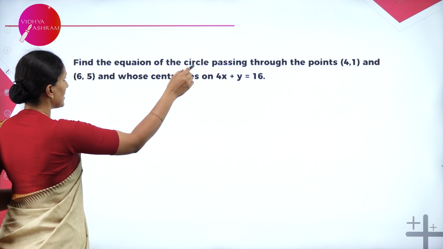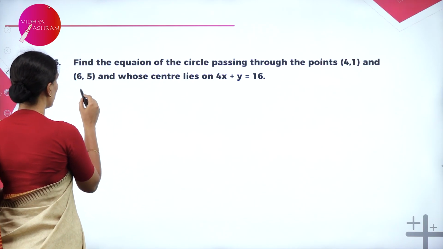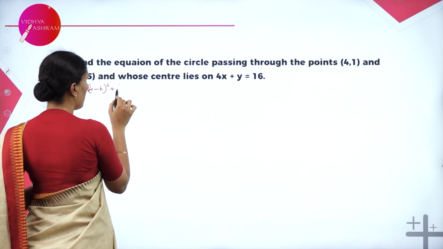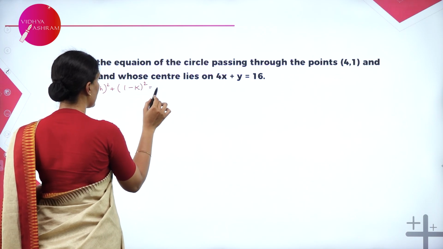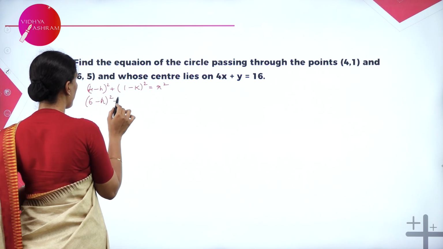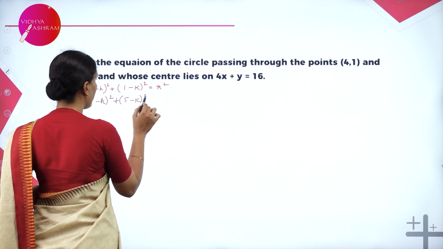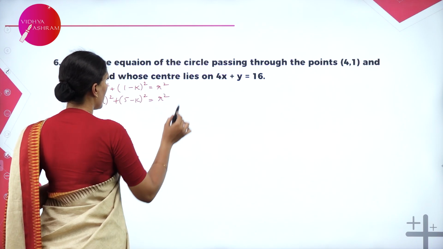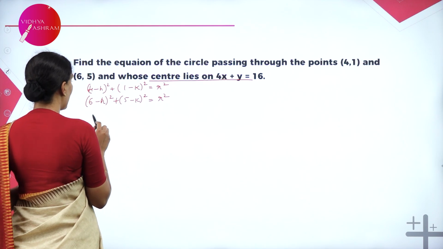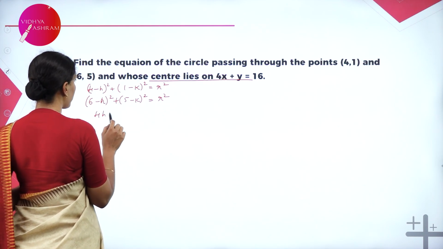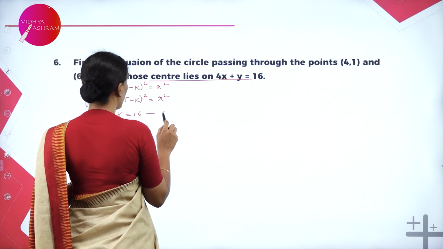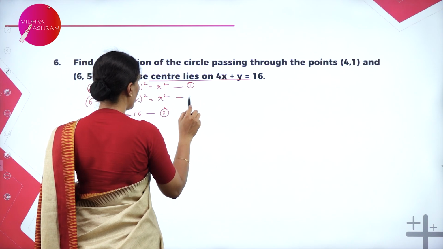So since the circle is passing through (4, 1), the equation of the circle can be used as (4 minus h) whole square plus (1 minus k) whole square is equal to r square. And the other equation is (6 minus h) whole square plus (5 minus k) whole square is equal to r square. Now the center lies on the line 4x plus y is equal to 16. So therefore, I can write this as 4h plus k is equal to 16. So let this be equations 1, 2 and 3.